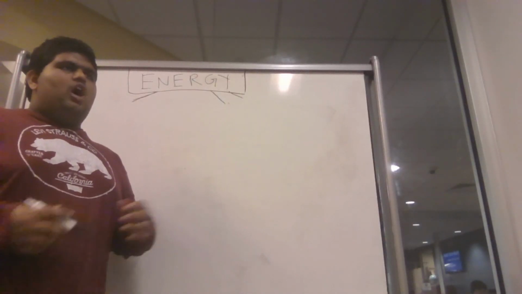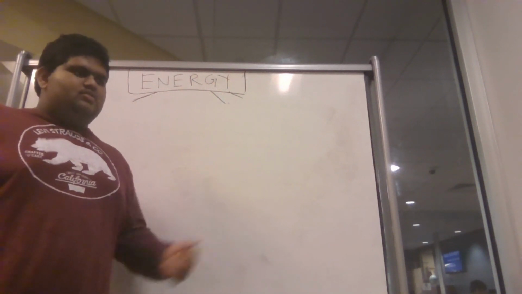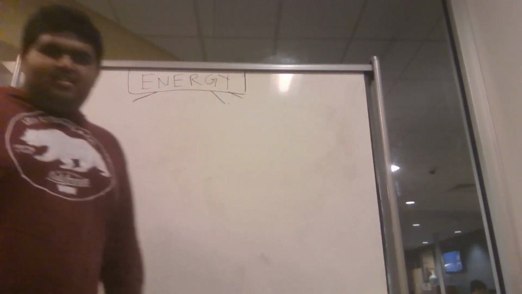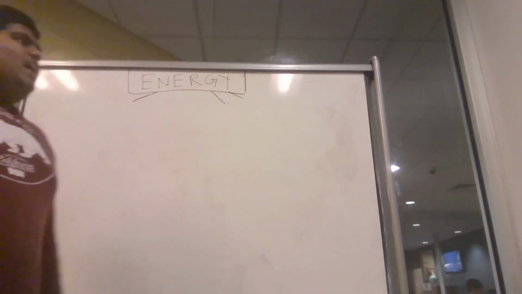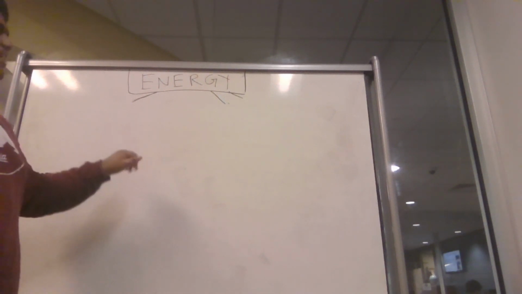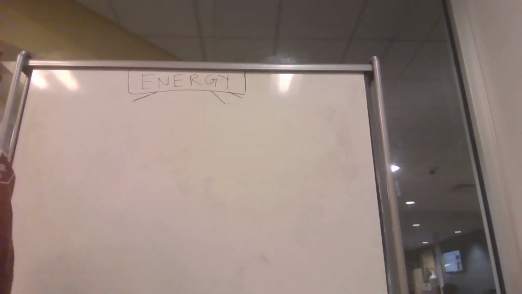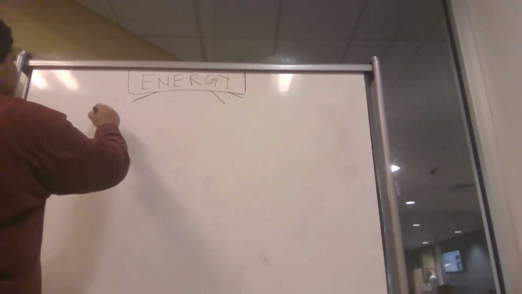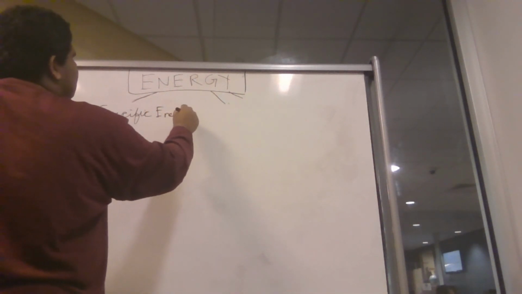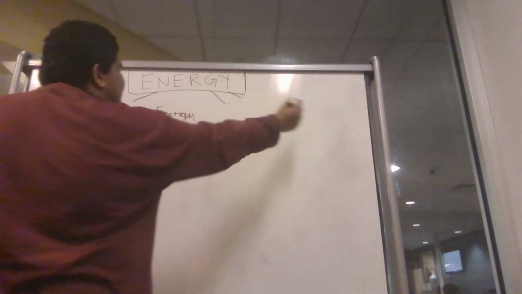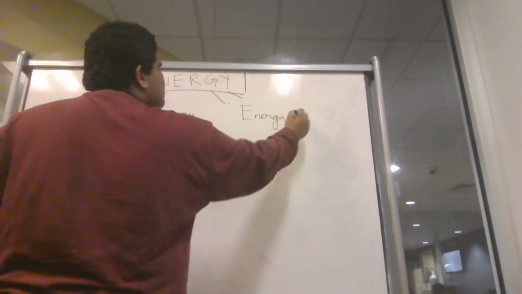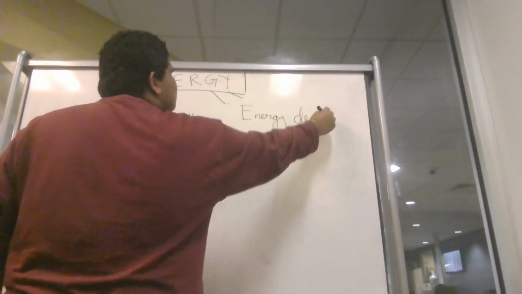Now, how do we know how much energy there is in a fuel, for example? And by the way, fuel is any material that can produce energy. How do we know how much energy we can extract out of them? So, for that, we use two things. There's the specific energy, and there is the energy density.